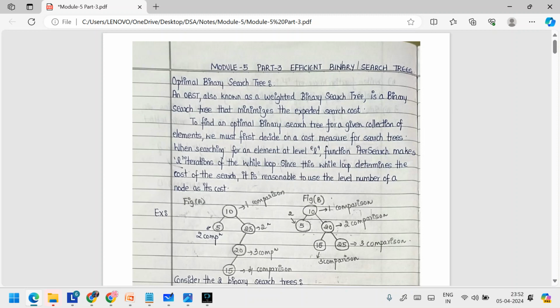Hi, this is about the optimal binary search tree. Before I go to optimal binary search tree, first let us understand what is a binary search tree. So, what is a binary search tree?